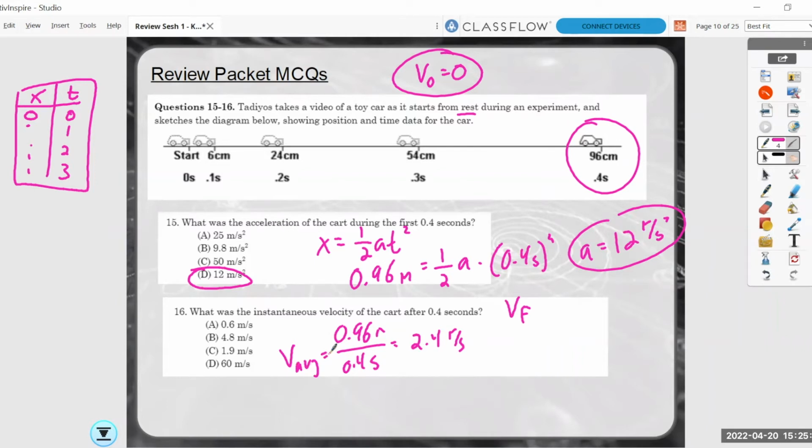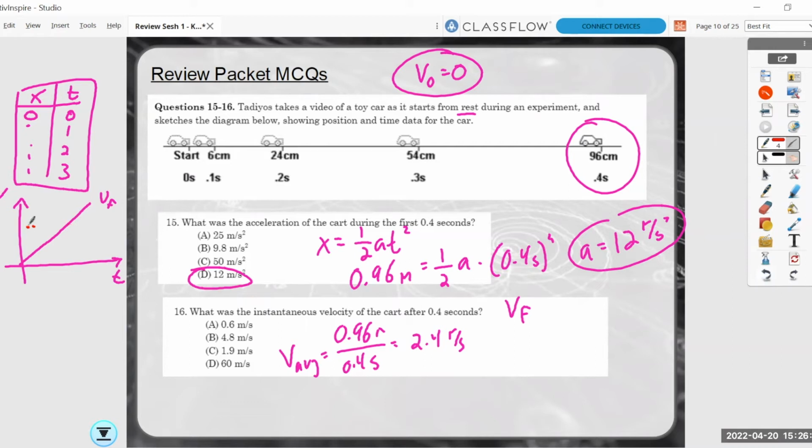Average velocity is, if I didn't start from rest and just did the whole thing at one constant speed, how fast would I have to go to cover the same total distance in the same total time? Remember, if you look at velocity versus time, we have an initial velocity and a final velocity. Average velocity, assuming our velocity is changing at a constant rate, is exactly halfway in between.